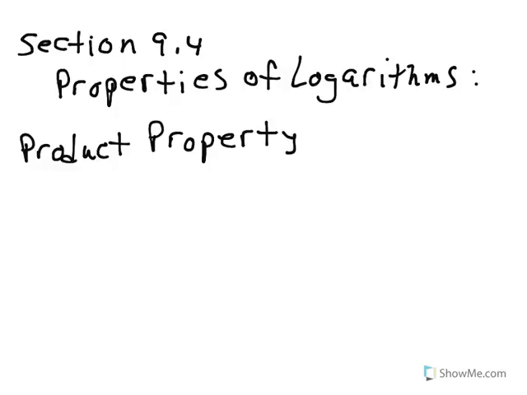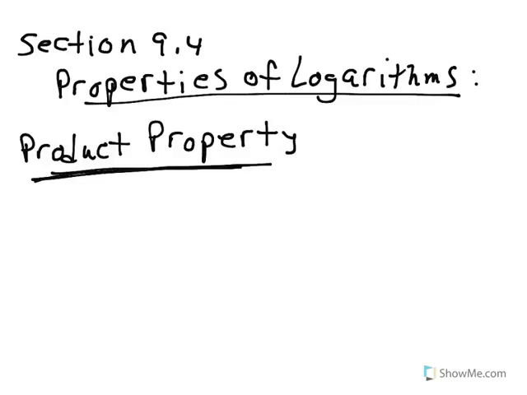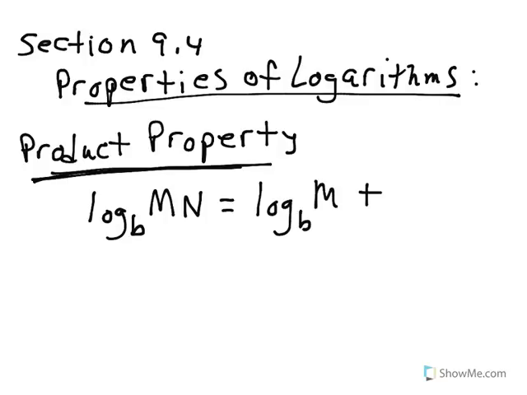Section 9.4, Properties of Logarithms. One property of logarithms is called the product property, which states that the log base b of m times n, there's your product, equals the log base b of m plus the log base b of n. So we can separate our product into two logs.